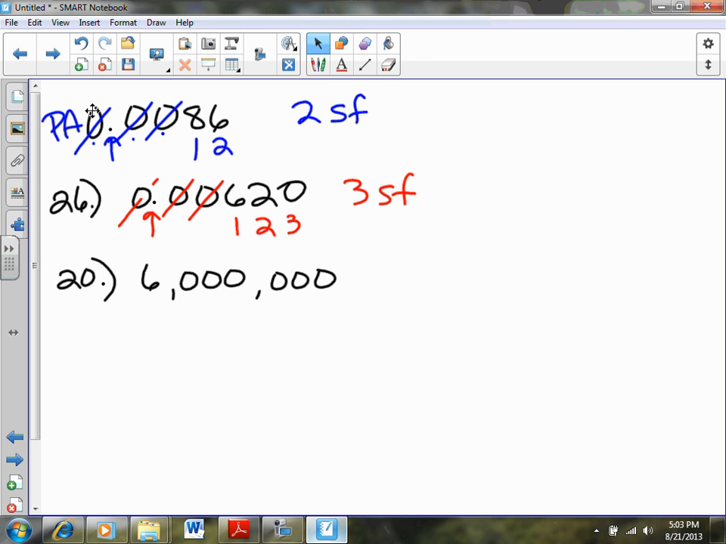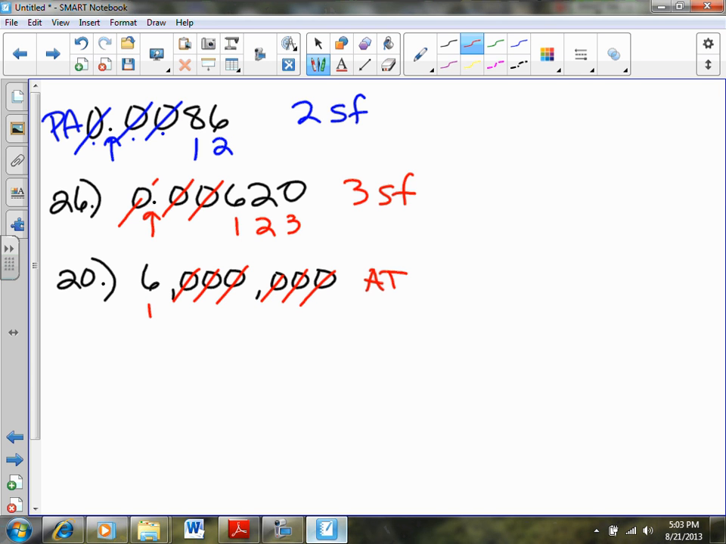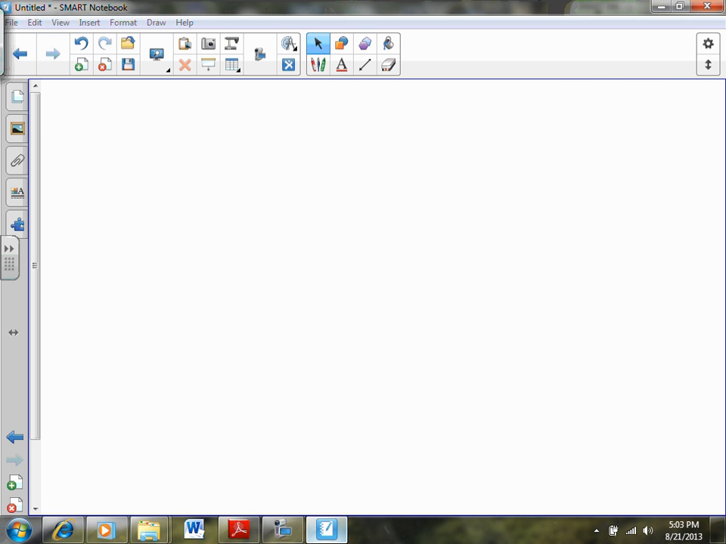Either way you want to look at it, you can consider these zeros trailing zeros, in which case none of them are significant, or you could look at the Atlantic-Pacific rule. Again, there is no decimal, so it's the Atlantic. So you start on the Atlantic side, and you start counting with the first non-zero digit. So those don't count. 1. And the answer for this is 1 sig fig. Okay? Excellent. So now let's take a look at the rounding rules.